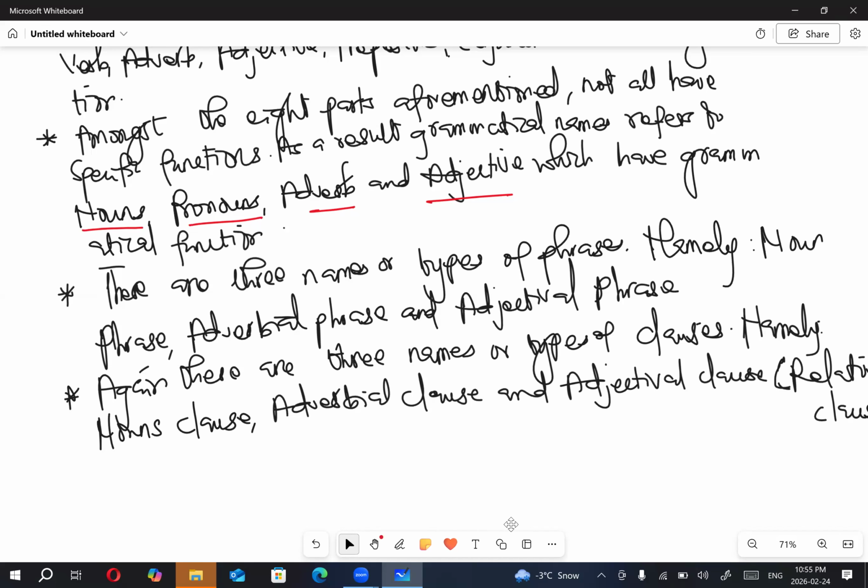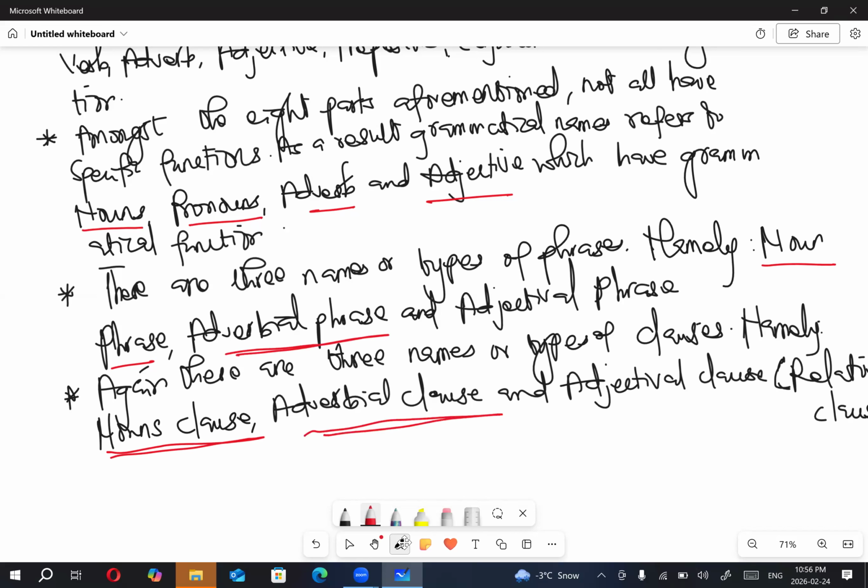So now we will be taking them one after the other. Study the notes very well. You see that if it's not a noun, it's a noun phrase or a noun clause. Pronoun, that's okay. If it's not an adverb, it's an adverbial phrase or adverbial clause. And the same applies to adjectives. So we need to look at them one after the other and see what it is.